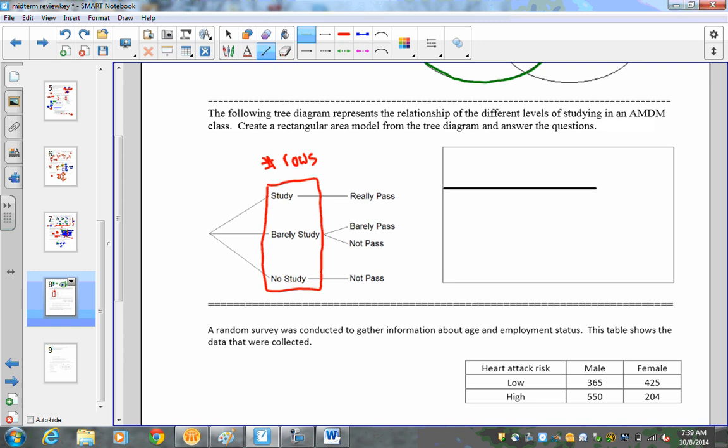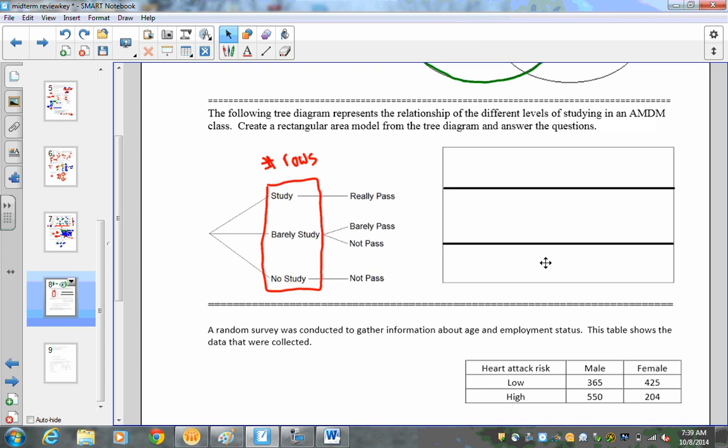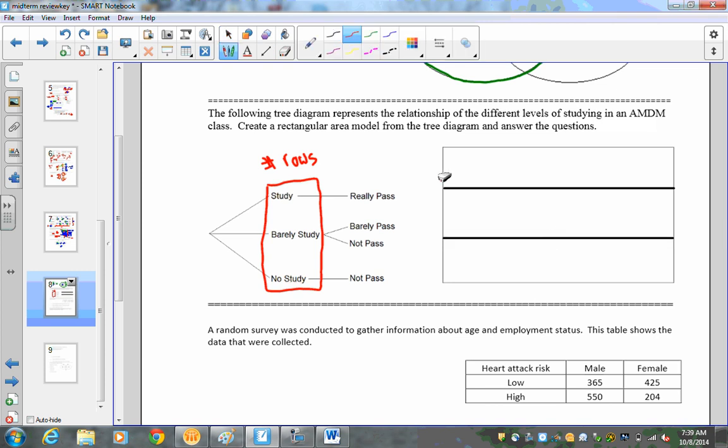I'm going to try to do this as best I can. I know I'm going to be off a little bit, but it works. Yep, I'm off, but let's see if I can fix it real quick. That's about as good as it's going to get. All right, so this will represent study, this will represent barely study, and this represents no study.